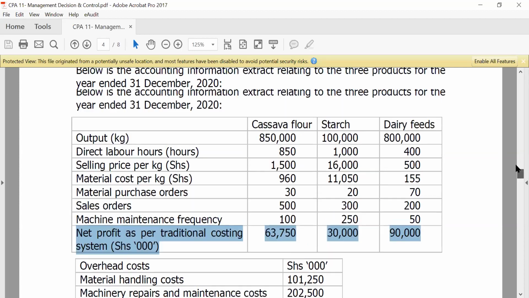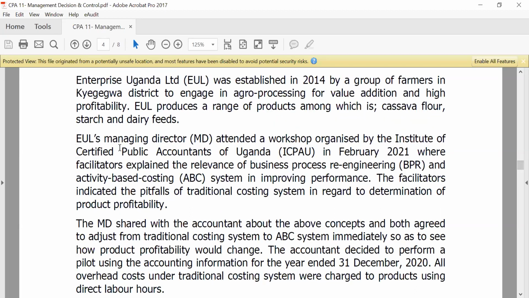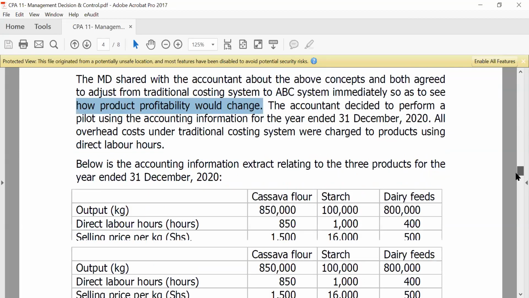Because at the end of the day, remember what they told us about the recommendation: the MD shared with the accountant the above concepts, and they both agreed to adjust from the traditional costing system to the ABC system so as to see how product profitability would change. So yours is to implement what they are trying to drive at, and find the new profitability for the products. That is what we are going to do.